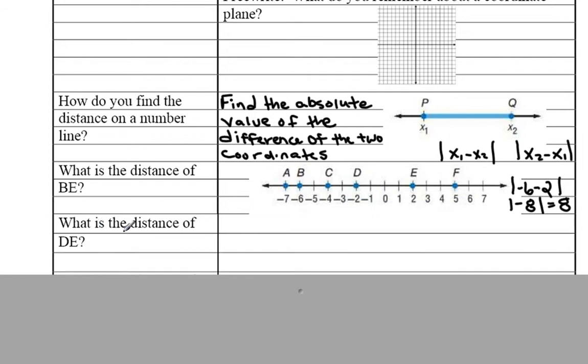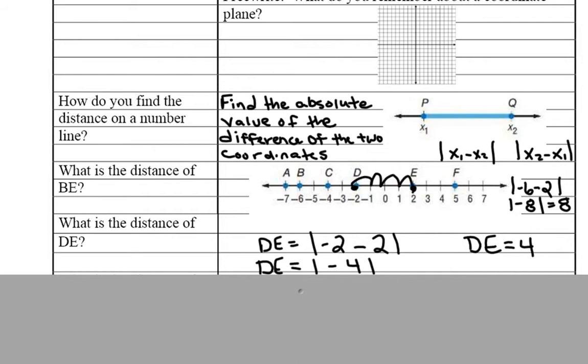Okay, so what is the distance of DE? We would do the same thing. DE is going to equal the absolute value of x1, which is -2, minus x2, which is 2. So DE is going to equal the absolute value of -4, which is 4. And you can also count 1, 2, 3, 4.